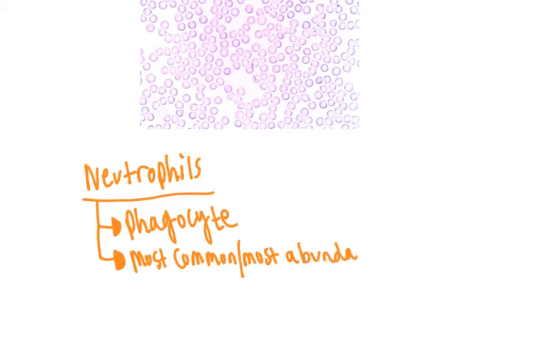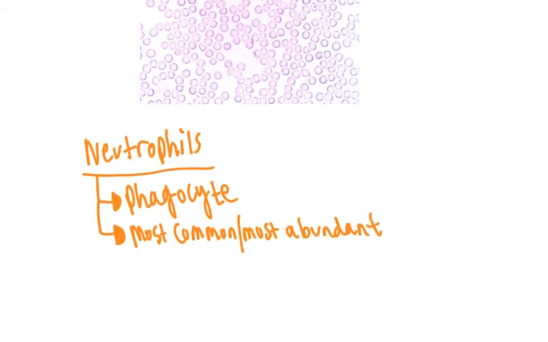So I'm pretty sure we mentioned it in more than one video, but let's go and write this down: neutrophils are actually classified as a type of phagocyte. Also, neutrophils are actually the most common and the most abundant phagocyte among our white blood cells. Most abundant white blood cell that we have.